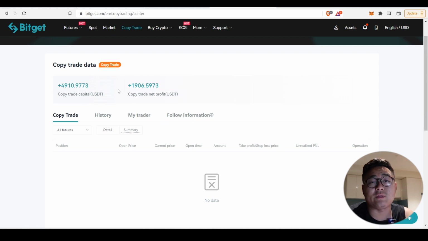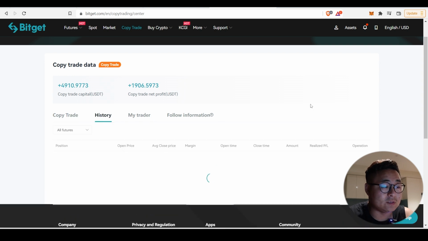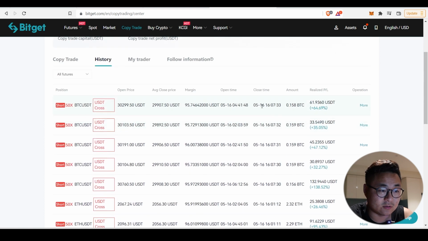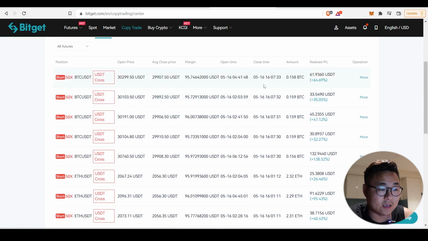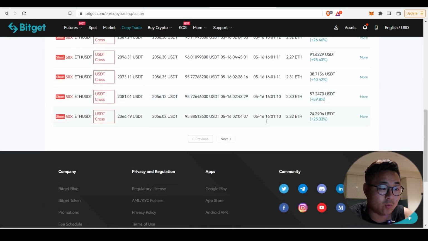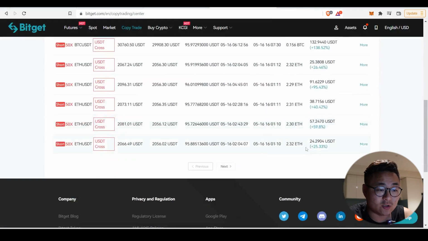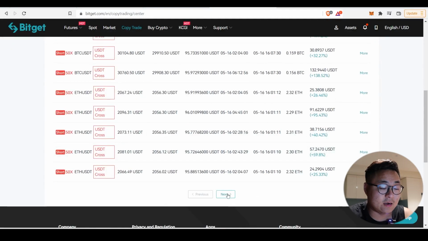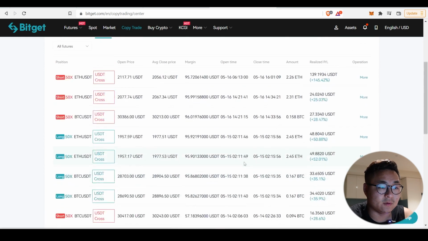The capital was about $4,900, which sits quite comfortably within my seed fund of about $5,000 to $5,500. If you see the history, you can see that all the trades have been closing in profit: $61, $33, $45, and that was just today, actually. The 16th of the 5th is the day today. From 1 a.m. to 7 a.m. there were this many trades, and these were all the profits that were locked in here. And I've done nothing to make that happen.